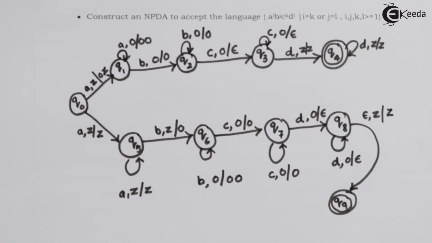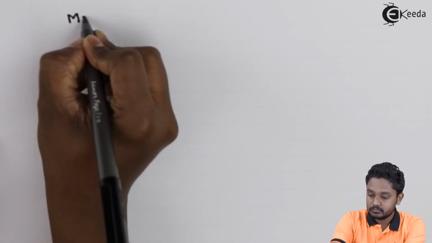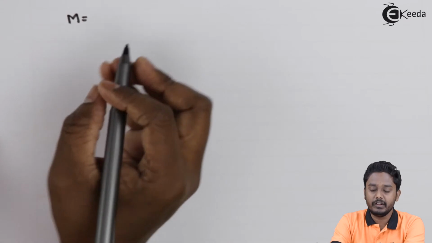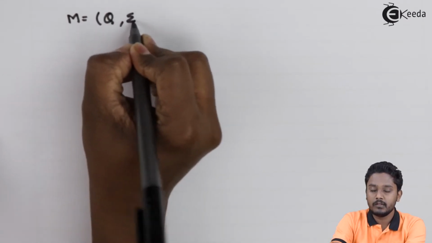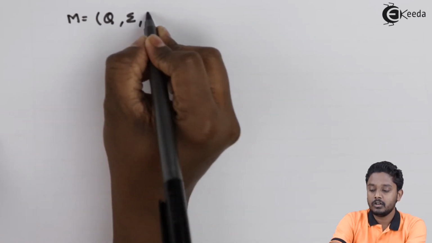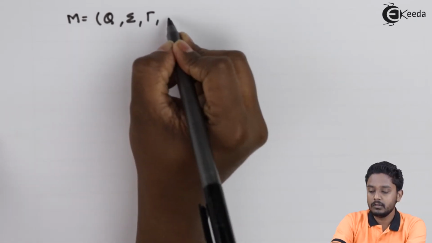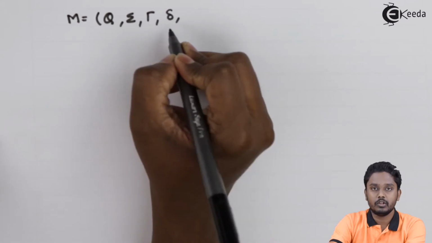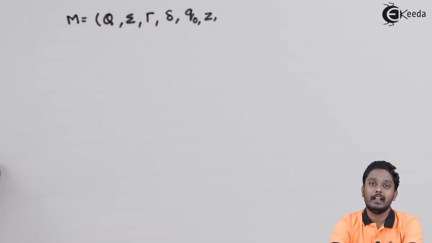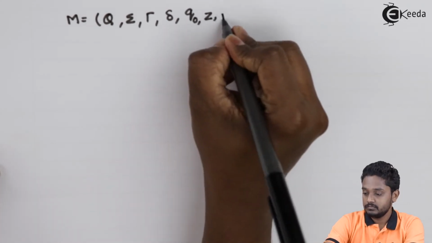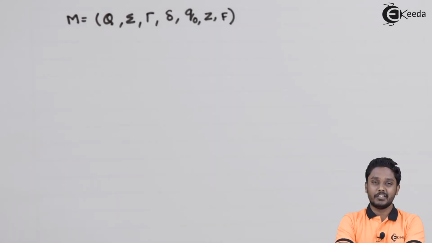Now let us see the components and let us run a string. Let us say M is the machine. We know the components are Q, sigma, tau, delta, Q0, Z and F. The states used are Q0 to Q9.